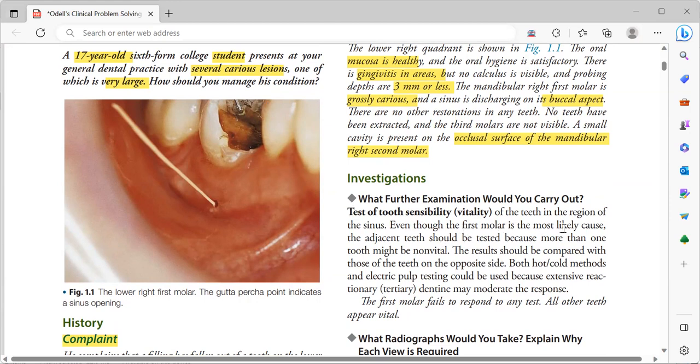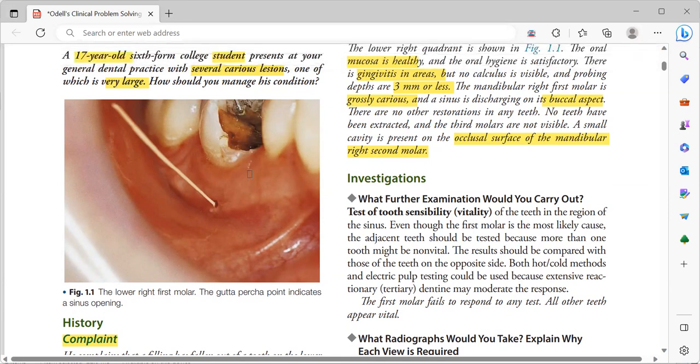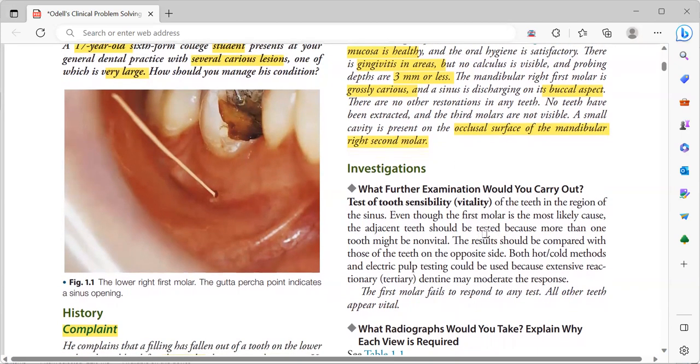Even though looking at the picture we can see that there is a very big hole in the first molar, and most likely the sinus is coming from this tooth, we are not sure. It might be from any other tooth. We have not done our tests and investigations, so we need to be sure first, right, before doing any irreversible treatment, as we studied in our TG. So, the adjacent teeth should be tested because more than one tooth might be non-vital.